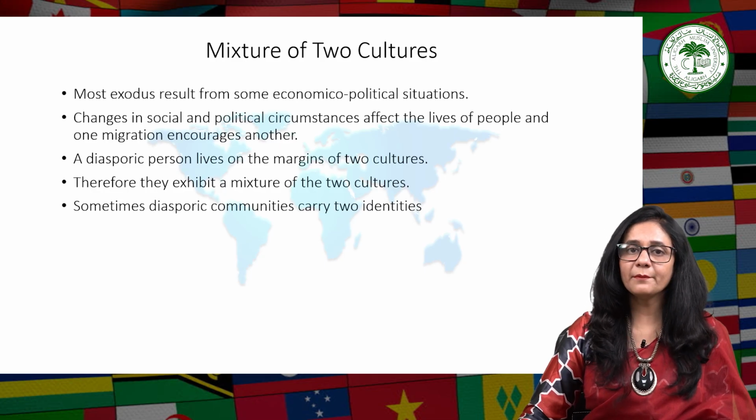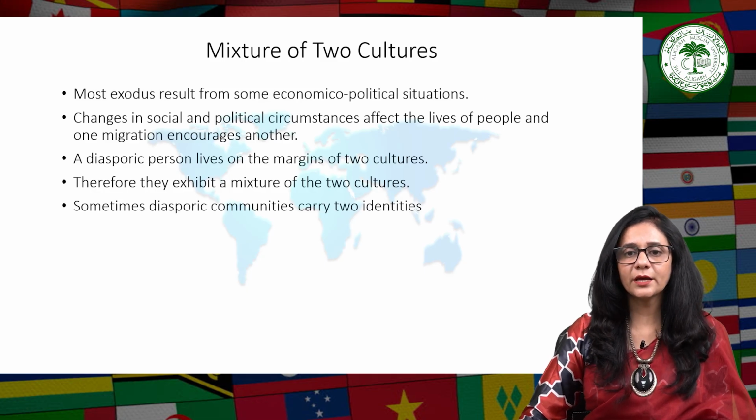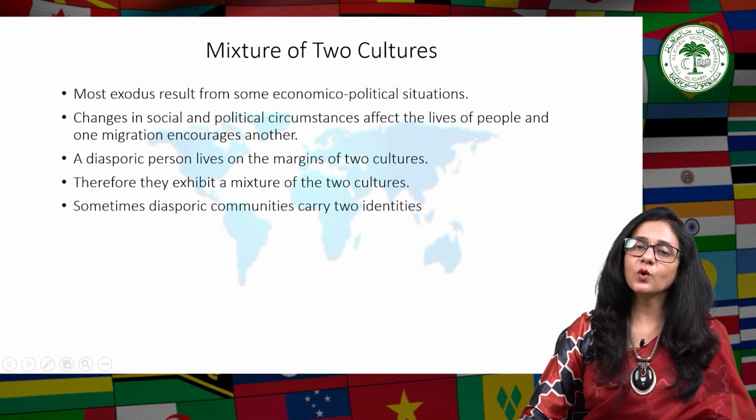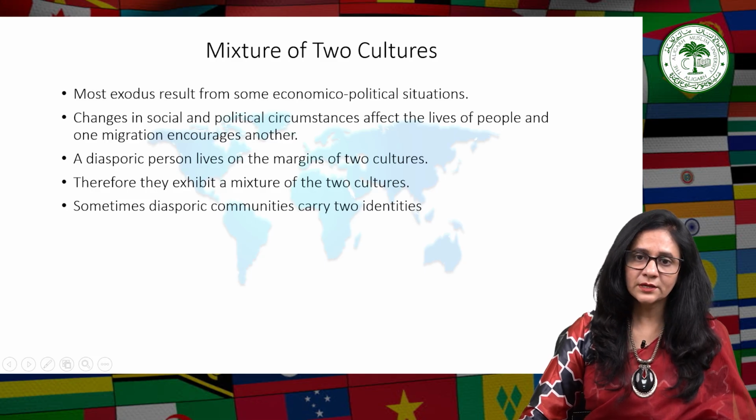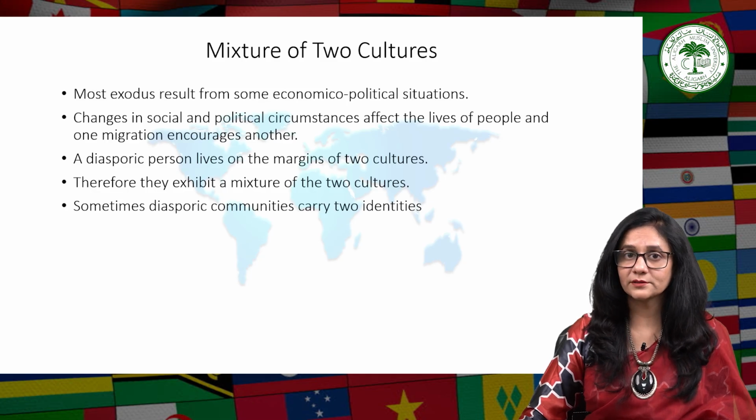They exhibit a mixture of the 2 cultures. They present the traits of 2 societies. Writers in diasporic situations are a clear example of cultural amalgamation. They carry their new identity on their sleeves while nurturing their roots within their hearts and also in their writings.